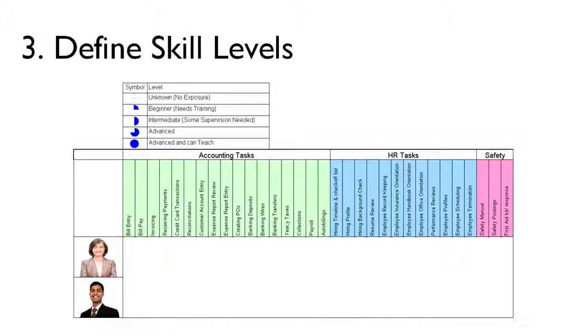Third, we need to decide whether a simple two-level trained, not trained is good enough, or if we want to show who is just starting training and can help out, who is able to do it on their own, and who are the master trainers. Now, we recommend using 4 or 5 levels as shown here.